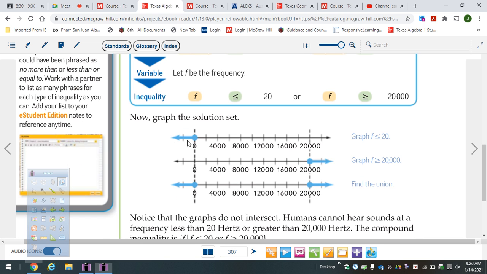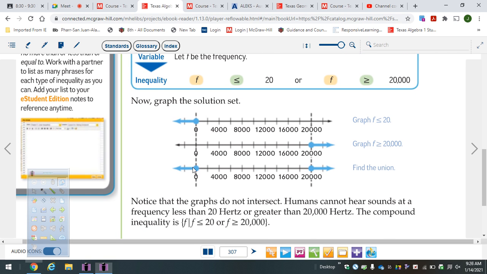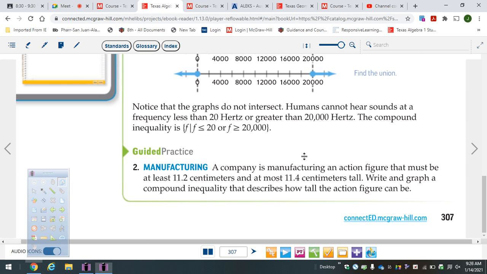Graph it, and it becomes this part: frequencies below, frequencies above. The answer is both of them. You cannot hear when I'm below this much, and I cannot hear when I'm above this much. Pretty cool. It's kind of a weird thing if you think about it.